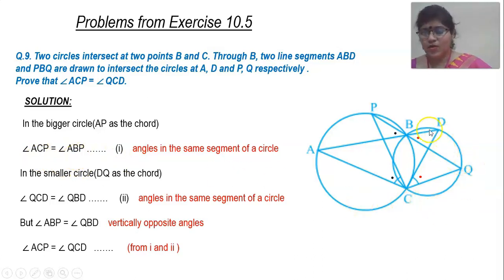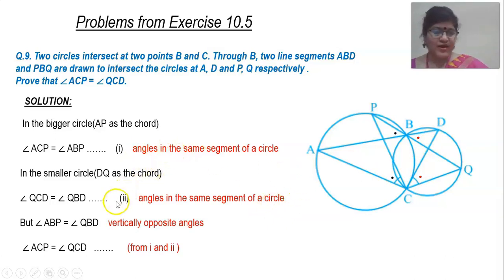Similarly, look at the smaller circle. In the smaller circle, look at this arc DQ, and if I join it, I get chord QD. Look for angles in the major segment. Now, like I said, you can start with what is given, QCD. So angle QCD is equal to angle QBD. These two angles shown in red, they are equal because they are angles in the same segment of the circle.